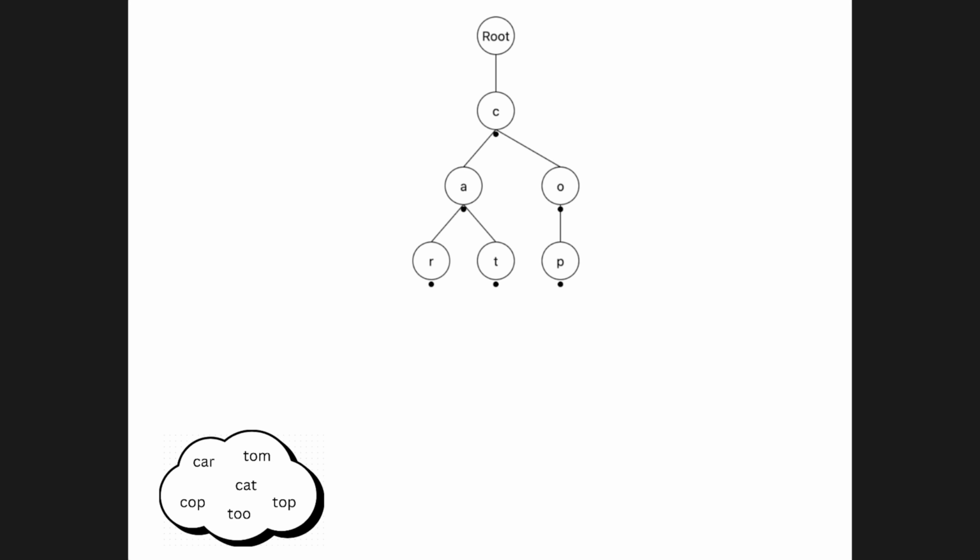Now, how does this help? Let's say the user types C. So go to the C node, collect all the words in the subtree. Now further, the user types A. So go deeper to A, collect words from there. This means you don't need to check all the words. You just walk the tree and fetch all the words below that point. This is much faster and scalable.